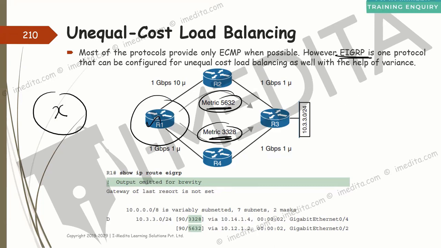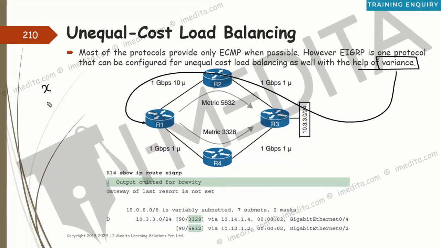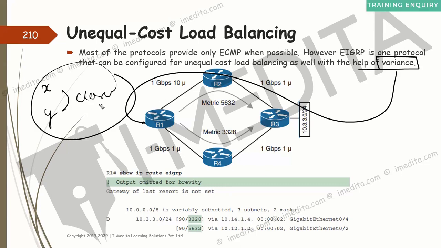We'll talk about that in EIGRP. What is the use of variance? Most of the protocols provide ECMP. However, EIGRP is one protocol that can be configured for unequal cost load balancing as well with the help of variance. Variance is just a way of telling the router that your metric values could be close. If these metric values are this close, you can consider both paths to perform the load balancing. This is what we do by changing the variance.